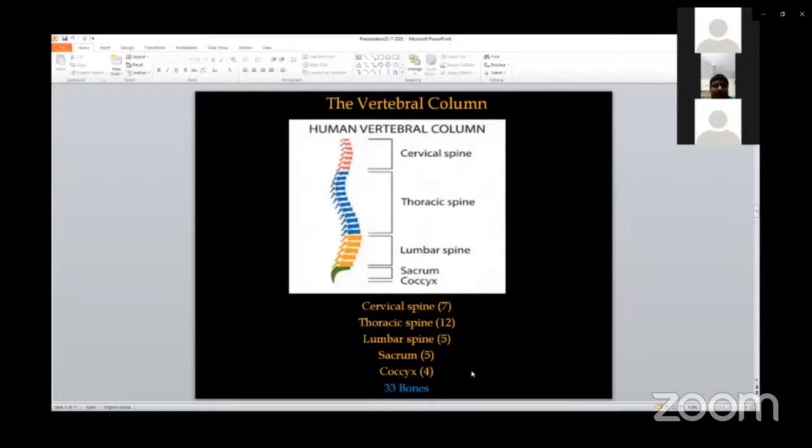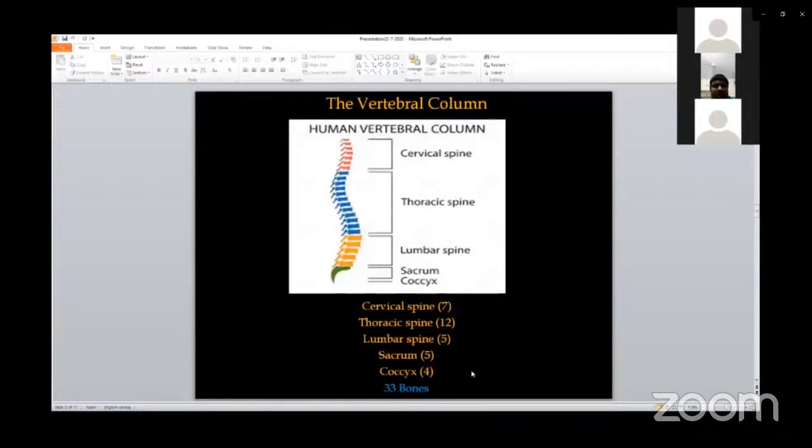Okay, next one, we are learning about the vertebral column. I have told you that there is a yellow color line starting from the brain to the bottom of the spine, that is called the spinal cord. All the body nerves pass through that spinal cord only.